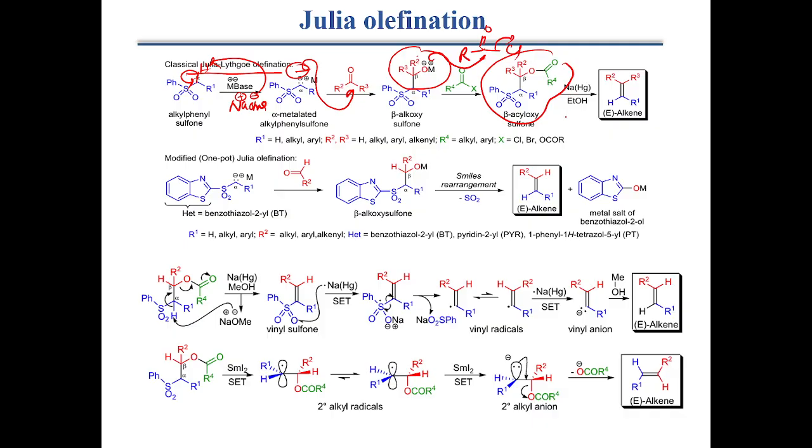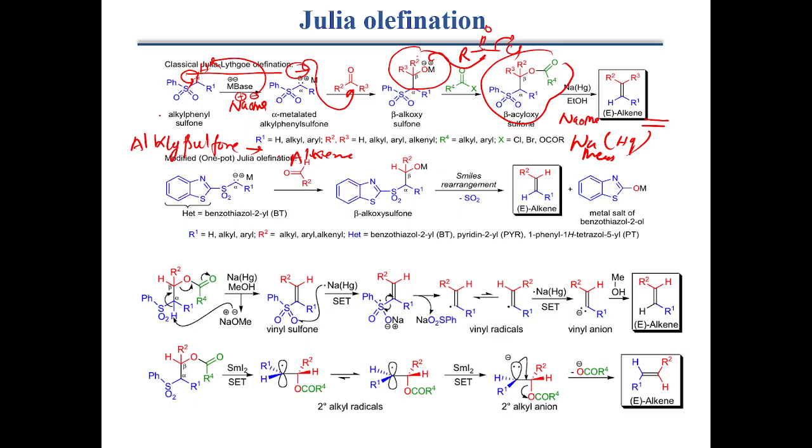Now further, in the presence of base NaOMe and sodium amalgam in methanol or ethanol, it will give the alkene. So from alkyl sulfone we will get alkene. This reaction is called the Julia olefination reaction.